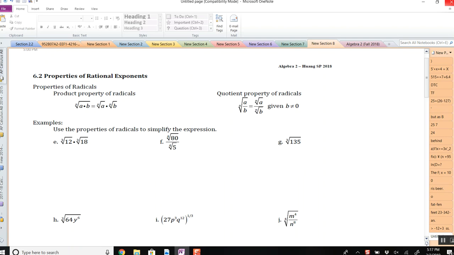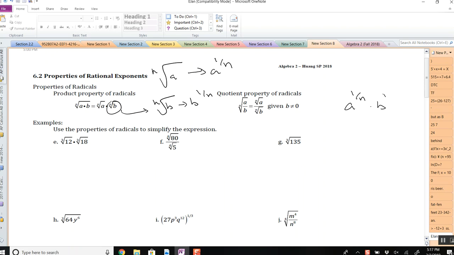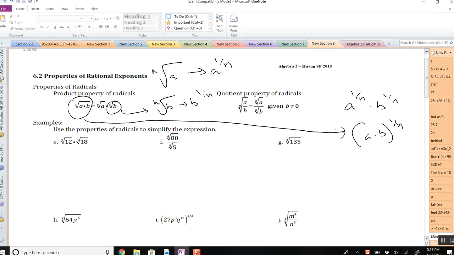Remember what we talked about earlier: if you have the nth root of a, that's a to the 1 over n power. Or the nth root of b, that's b to the 1 over n power. So if you have a to the 1 over n times b to the 1 over n, we could just lump a and b together and put the 1 over n on the outside. That's exactly what's happening on the left side of that property. So that's something we can do.